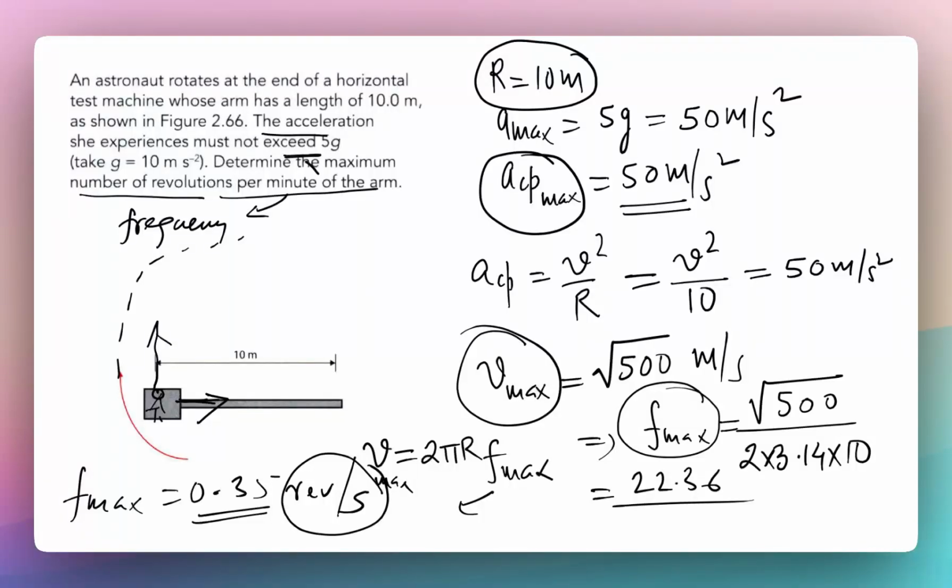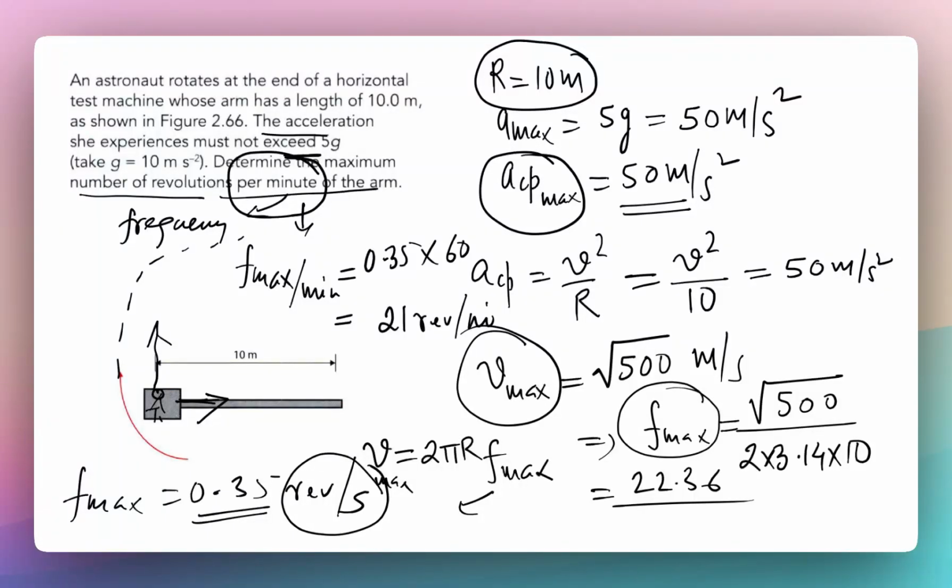But in the question, they're asking us to calculate per minute. So all we have to do for per minute is multiply this by 60. Okay, F max per minute is going to be 0.35 multiplied by 60, and that is going to be equal to 21 revolutions per minute. That will be our answer.